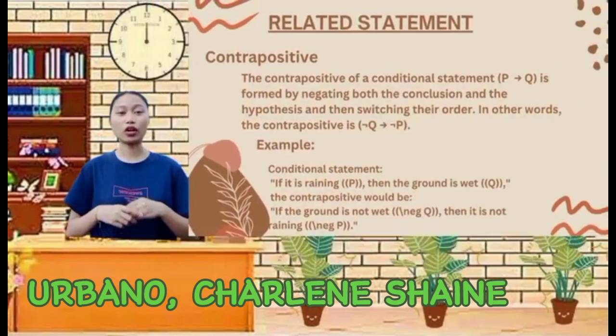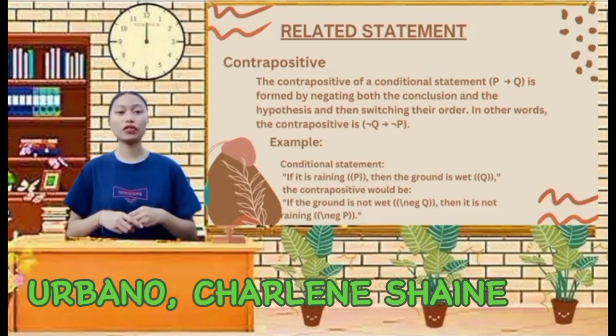The last one is the contrapositive. The contrapositive of a conditional statement is formed by negating both the conclusion and the hypothesis and then switching their order. For example, if you have the conditional statement, if it is raining, then the ground is wet, the contrapositive would be, if the ground is not wet, then it is not raining.